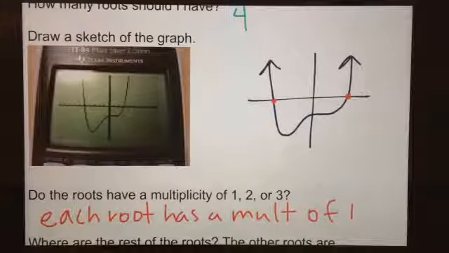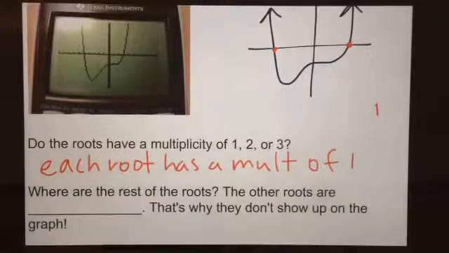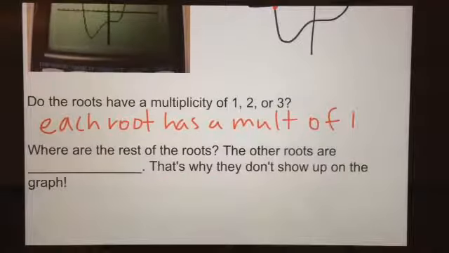So just looking at the picture, it looks like this really should have a degree of 2, but it has a degree of 4. So where are the rest of the roots? It means the other roots are imaginary or complex. So 2 of the roots are real and 2 of them are fake, basically, and that's why they don't show up on the graph. So there are 2 more answers for x. We just have to solve for them by hand.